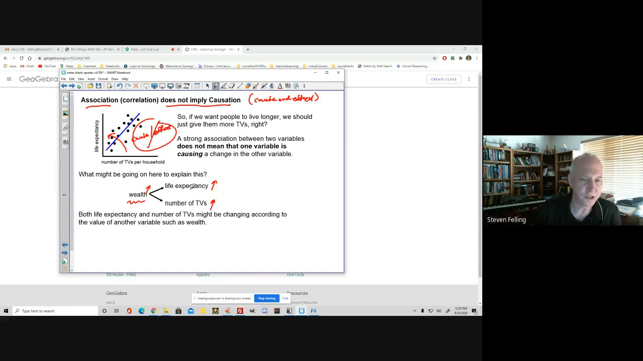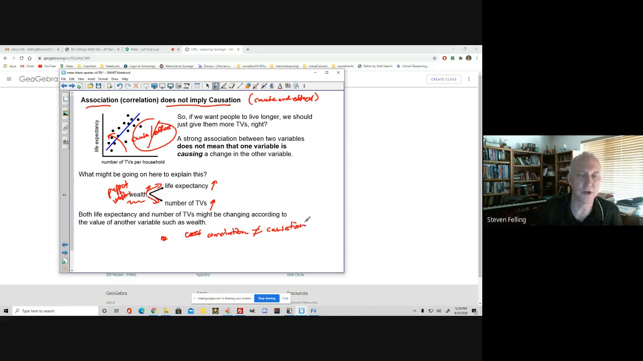So even though it looks like these two things are connected, the real connection is there's sort of a puppet master back here, right? That's got the strings. And that wealth is controlling both life expectancy and number of TVs to make them look like they're moving together, right? So just because there's an association, no matter how strong, that doesn't mean there's a cause and effect relationship. Typically, it's written this way: correlation is not the same as causation.